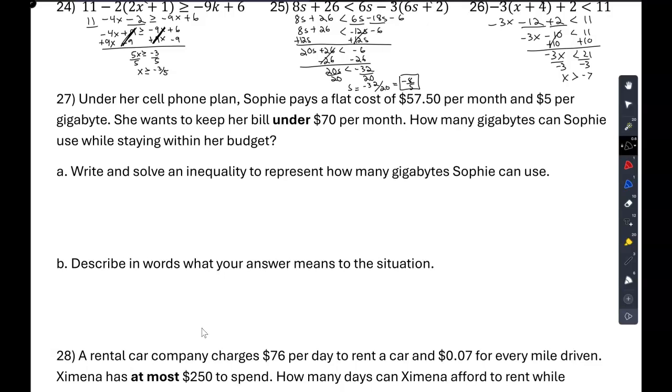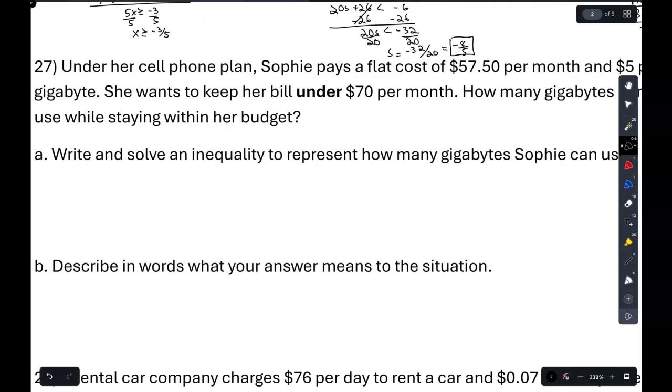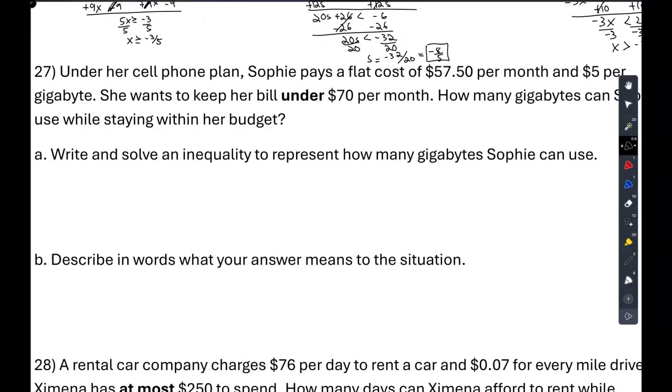Okay, so with this word problem here, what they want us to do is read the word problem, solve it, and say what it means in words. So right here is where I'm going to solve it, and right here I'm going to describe it in words. But as I read it, I am going to write out the inequality, because this is an inequality, and then solve it. So under her cell phone plan, Sophie pays a flat cost of $57.